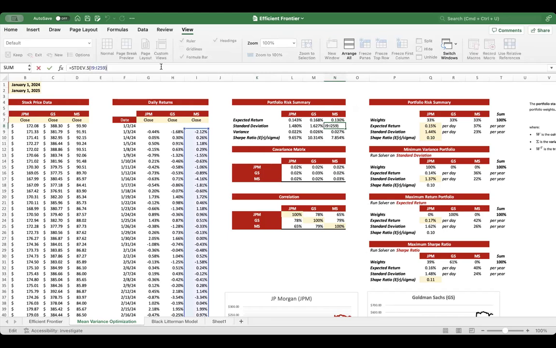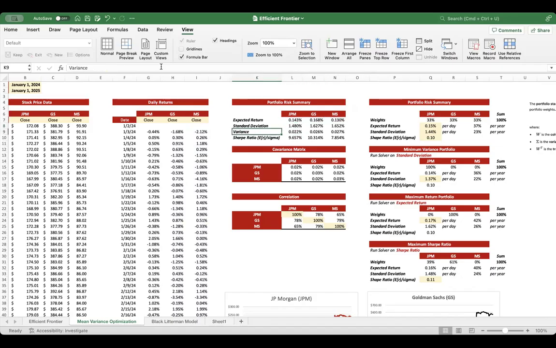Please tell me, is this clear? How have we calculated the standard deviation? Now, what does this standard deviation tell me? It tells me how much my daily return is deviating from the mean return. And we have already calculated our mean return, right?